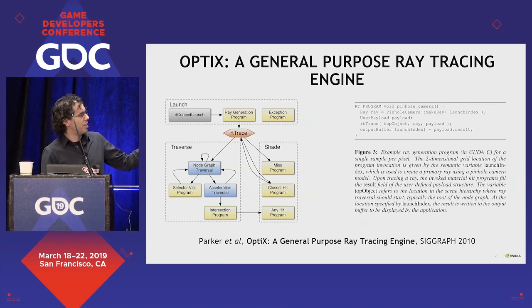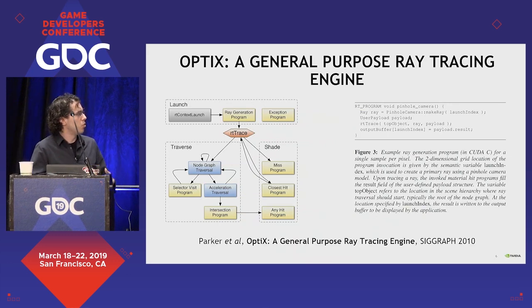With OptiX, the user specifies all of the yellow blocks in this diagram. So you specify a little kernel of CUDA code to generate rays, to compute the interaction of a ray with a surface that was intersected, to compute the intersection itself if you want to compute intersections with custom primitives that OptiX doesn't support directly, and so on.